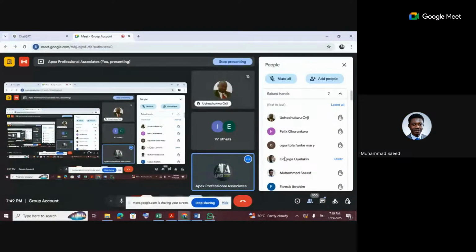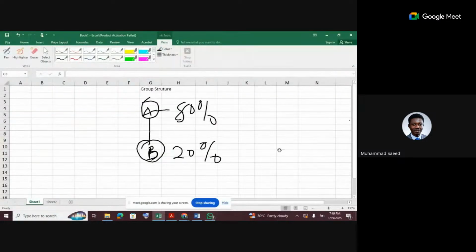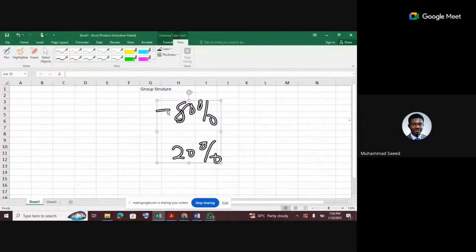Good evening. Please, I would like to know the difference between, what is it called, the goodwill, and can we call goodwill an asset? Can we refer to it as an asset?